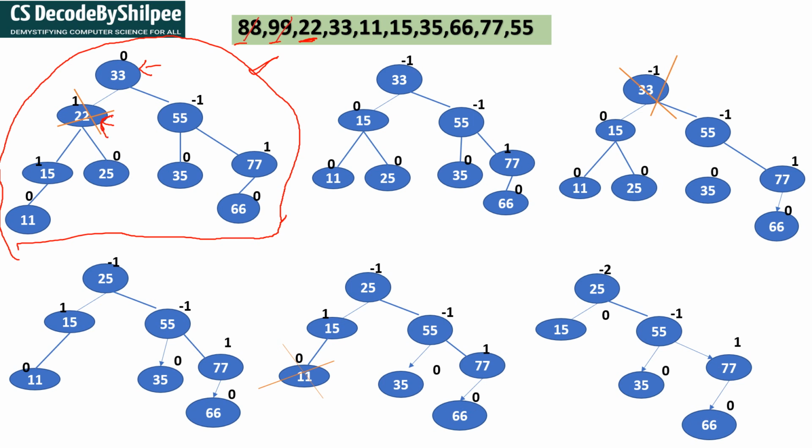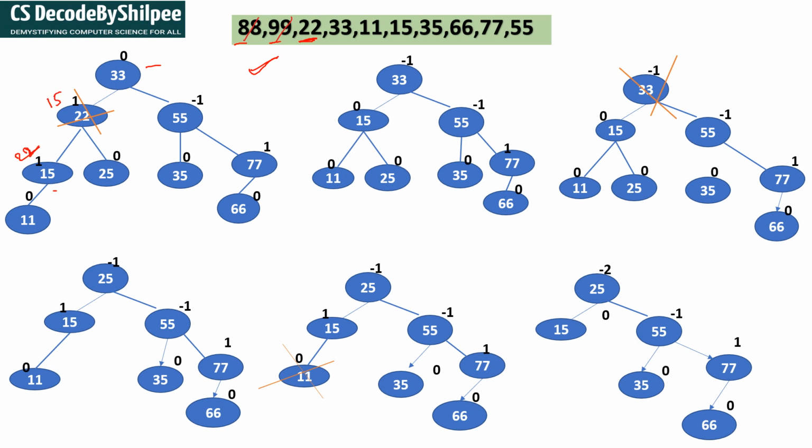So what will you do? As I said in the previous video, I have taken the inorder predecessor, which means we have to take the maximum from the left subtree. So what is the maximum? The maximum is 15. So first I have to swap 22 with 15. Here 20 will come here, 22 will come here, and 15 will go up, right?